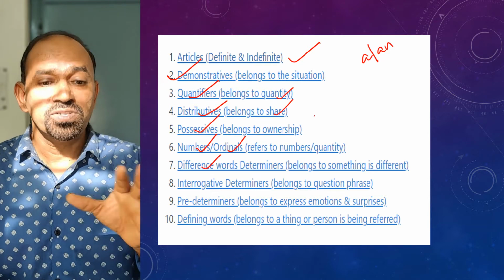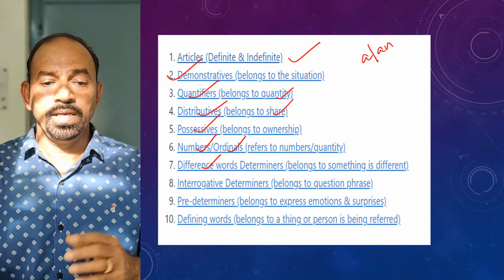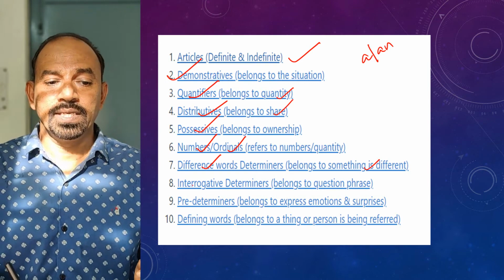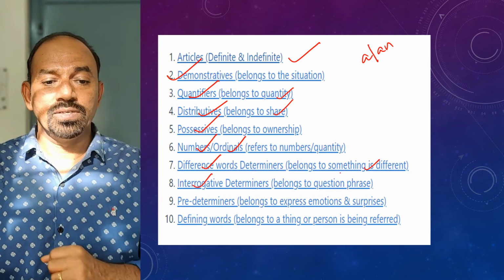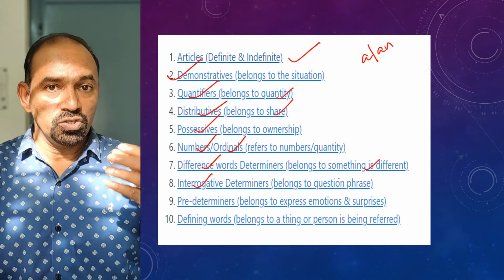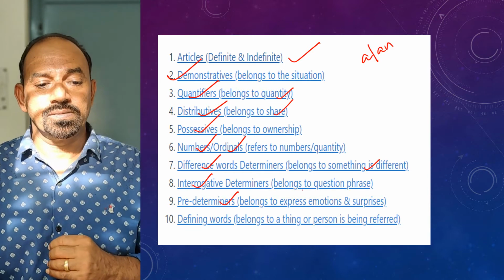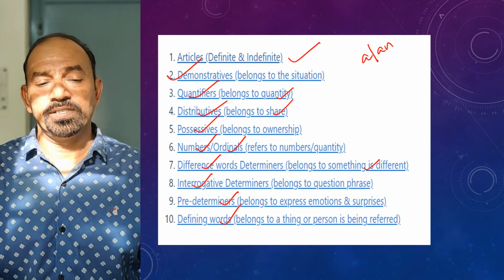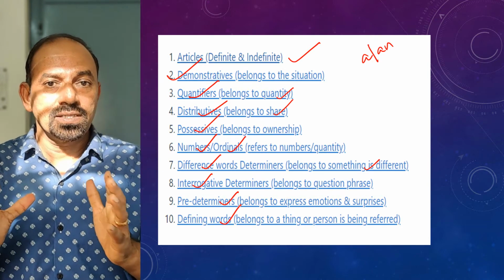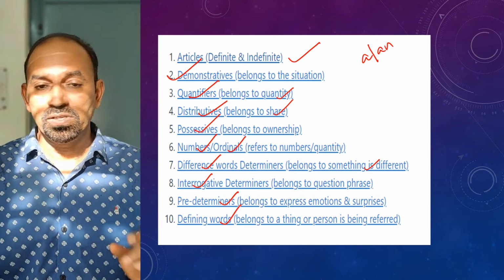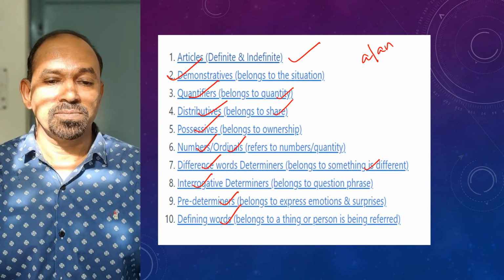Then difference words, determiners to say something is different from the other. Then interrogative determiners, the WH questions. Then predeterminers. Then defining words. These are the 10 different types of determiners used in English.